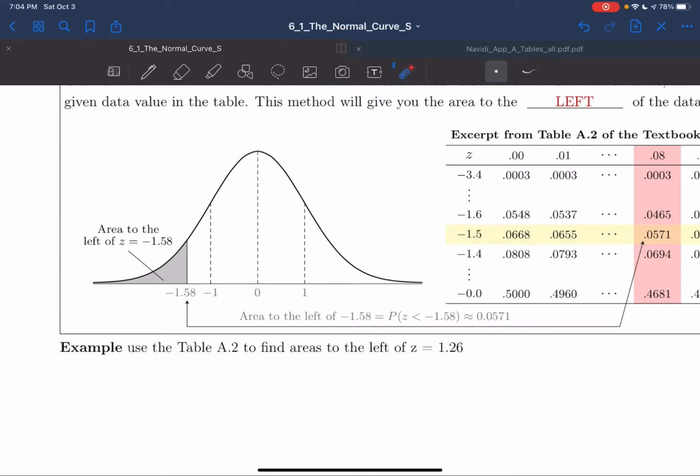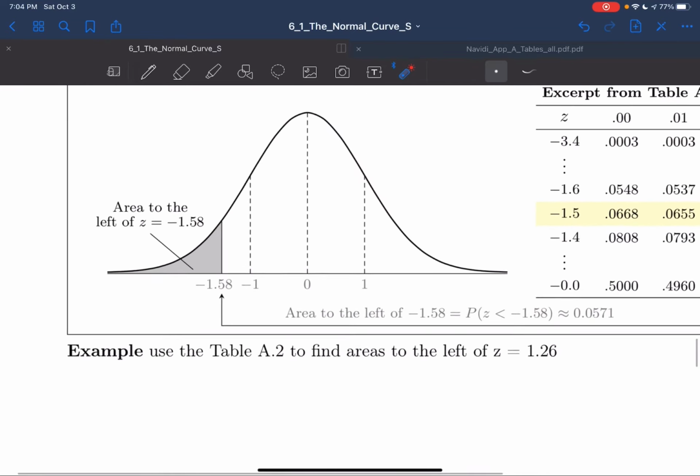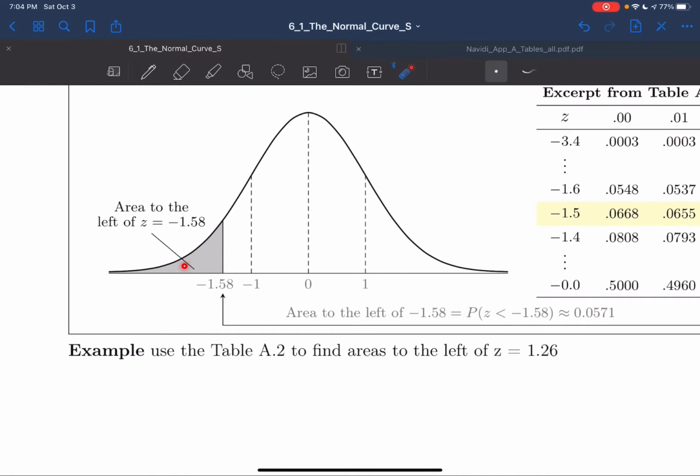And this makes sense because if we take z-score values from a normal curve, it maps into a standard normal curve. So let's say, for example, you want to find the area to the left of your z value of negative 1.58. How do I do this using the table?